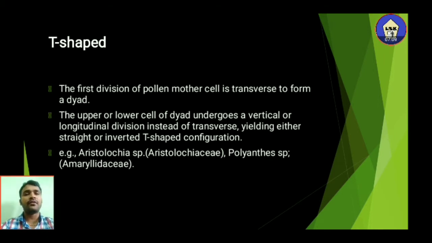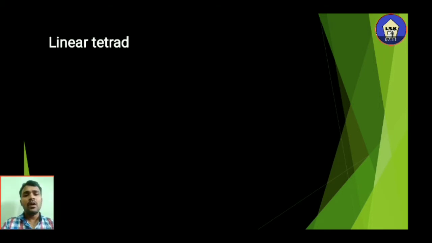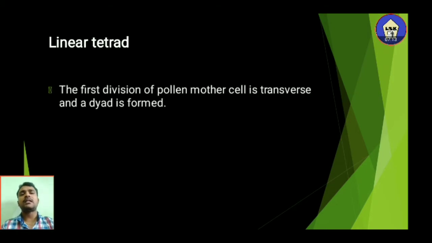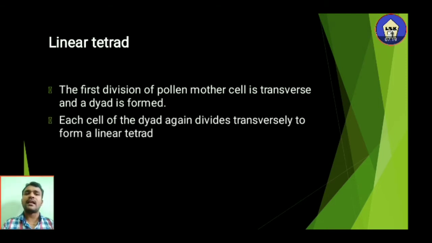The next, the fifth one, is linear. So very simple one, the linear. In this case, the first division of the pollen mother cell is transverse and a dyad is formed. Again, each cell of the dyad divides transversely, and it forms a linear tetrad. An example is Mimosa pudica, the touch-me-not plant. It produces linear tetrads, or the microspore tetrads produced by them are of linear type.